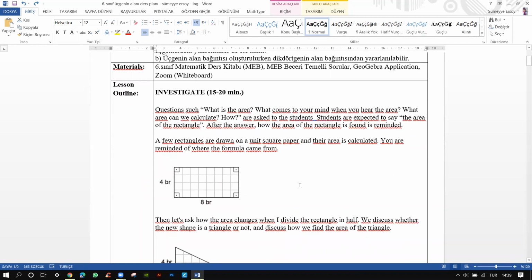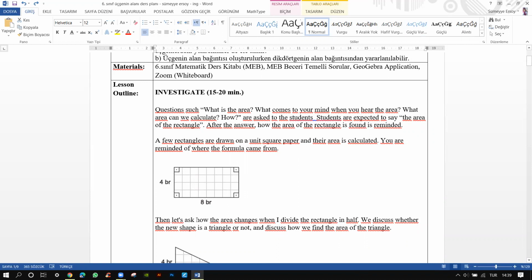First, I want them to calculate the area of this rectangle, because the area of rectangle is logical with unit squares. They can count 1, 2, 3, 4. They can find the area of it. Therefore, the area of triangle should be based on the concrete things.